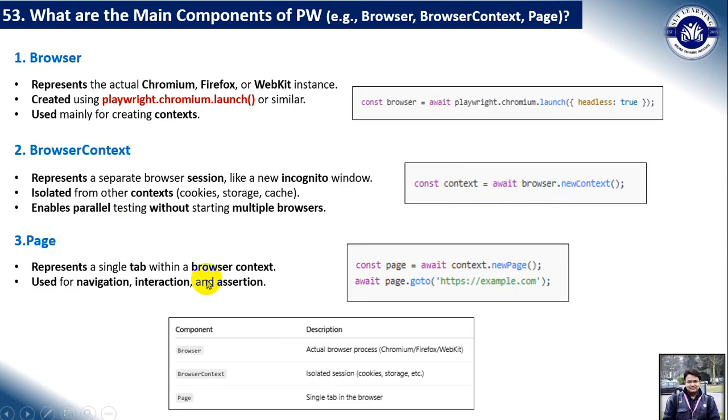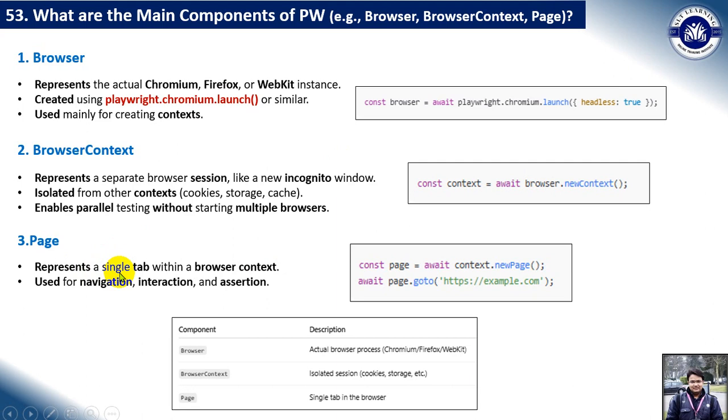Okay, then at the end we come to the page, which I will just say represents a specific page or specific tab of the browser, right, where you can perform all your Playwright commands, like go to the URL, click, enter the username and password, and all your navigation, interaction and assertion you perform over here.